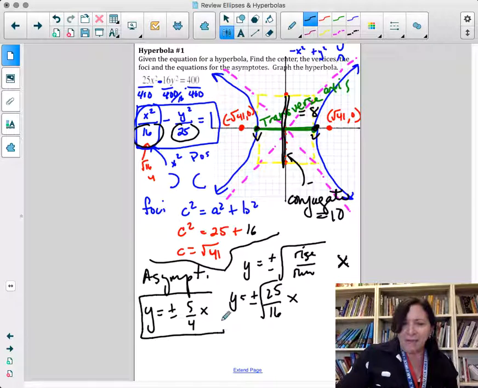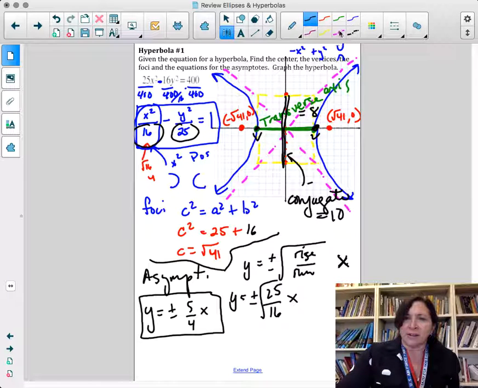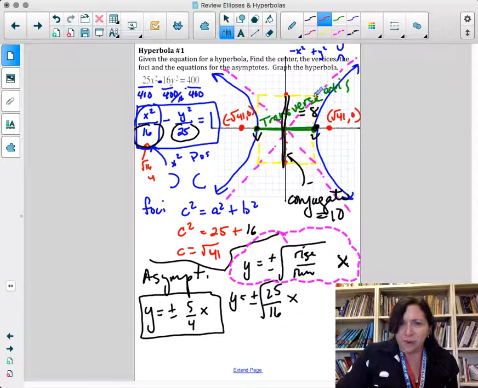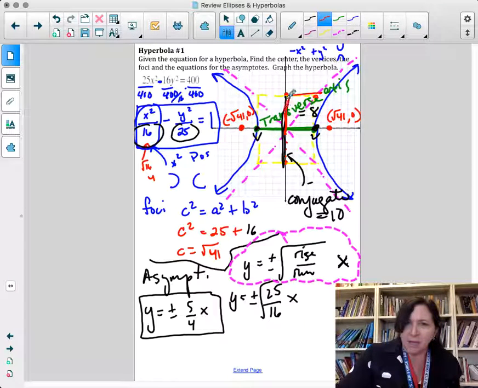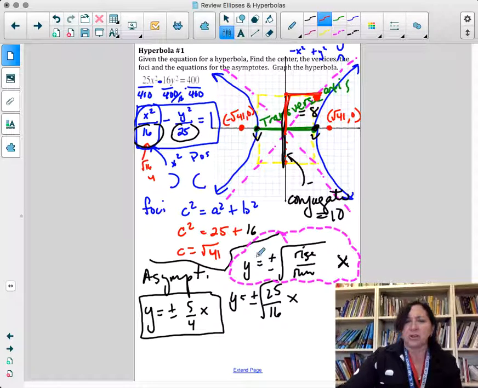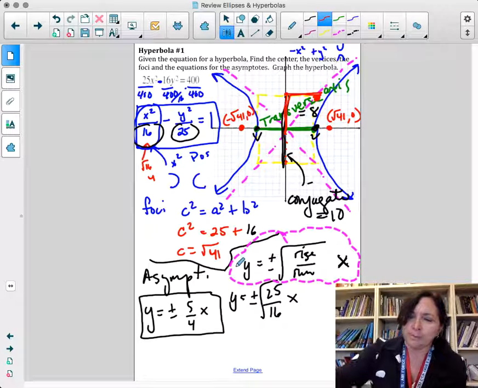Now, that's to use a formula kind of thing. That's my formula right here to find the asymptotes. However, remember, you can always just count. To find the asymptote, you go rise over run. So that's just going to be up 5 over 4: down 5, left 4, up 5, left 4. So you can just count as well.